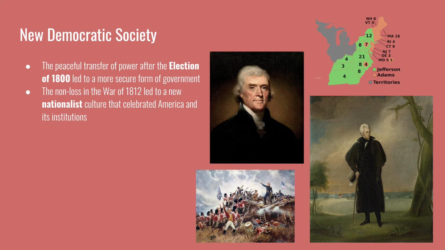One of the causes for this was the peaceful transition of power after the election of 1800, in which Thomas Jefferson defeats John Adams. It leads to a more stable form of government and shows the rest of the world that someone from an opposing faction can take over power peacefully from the one that's already in power.